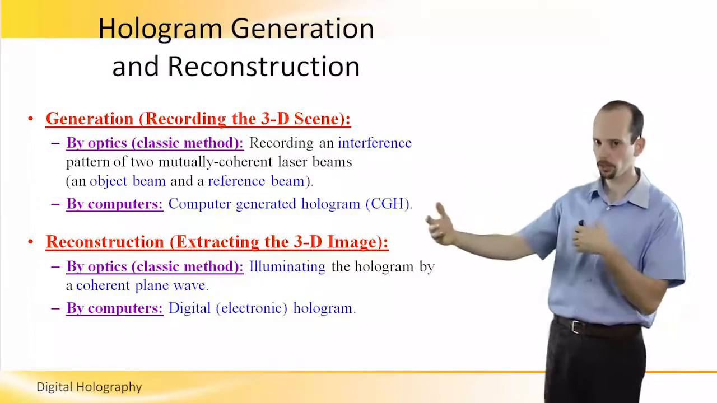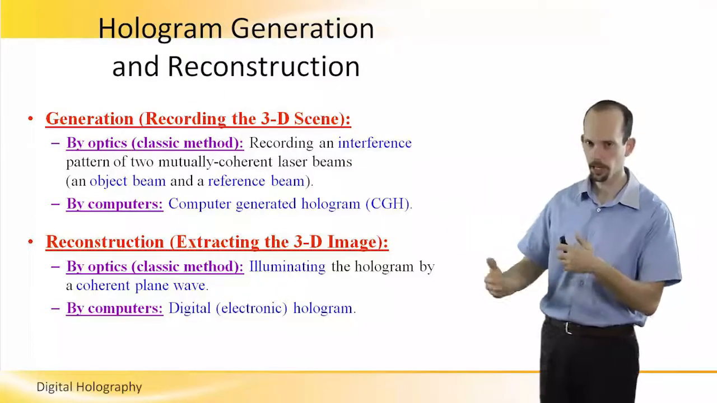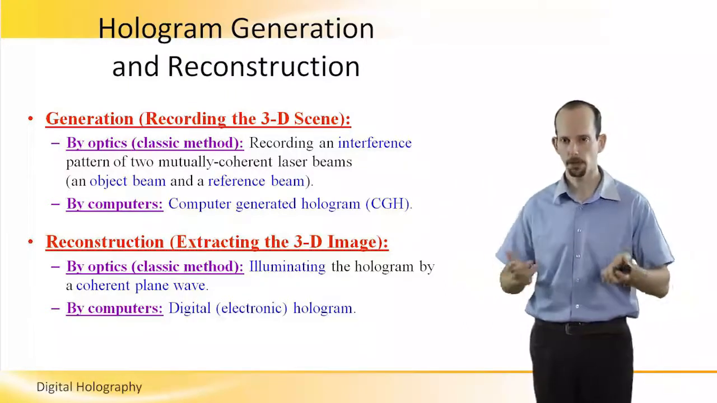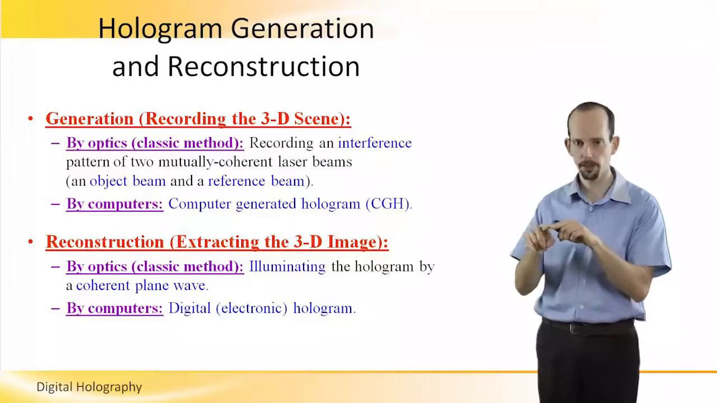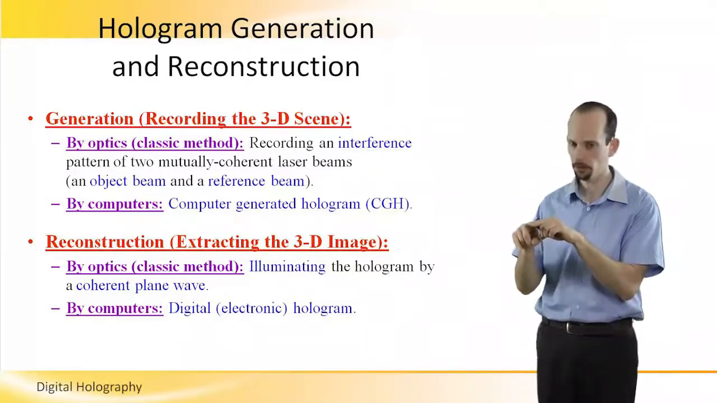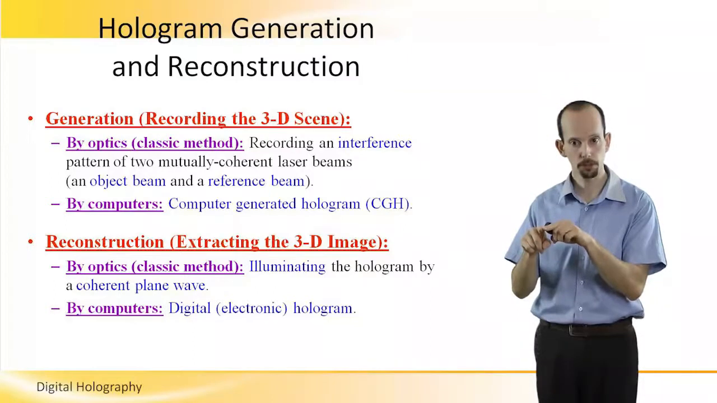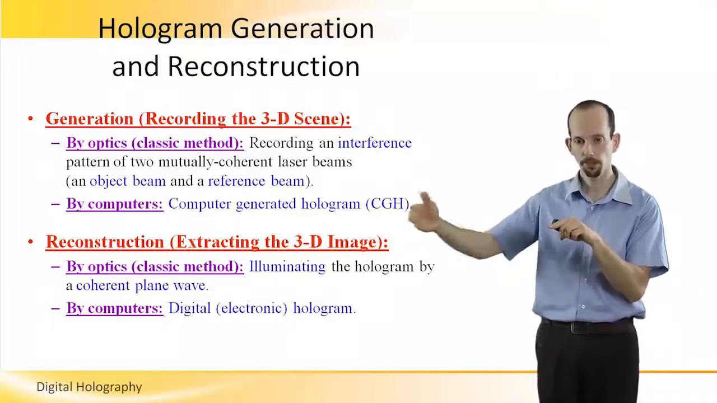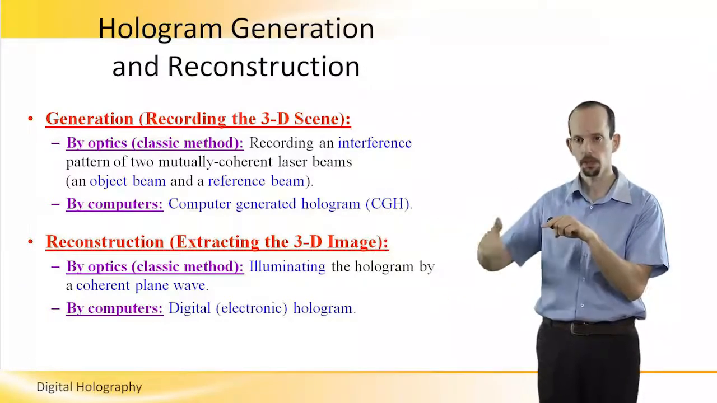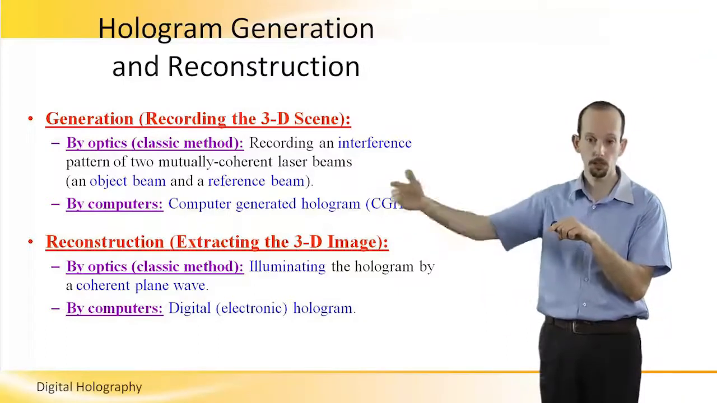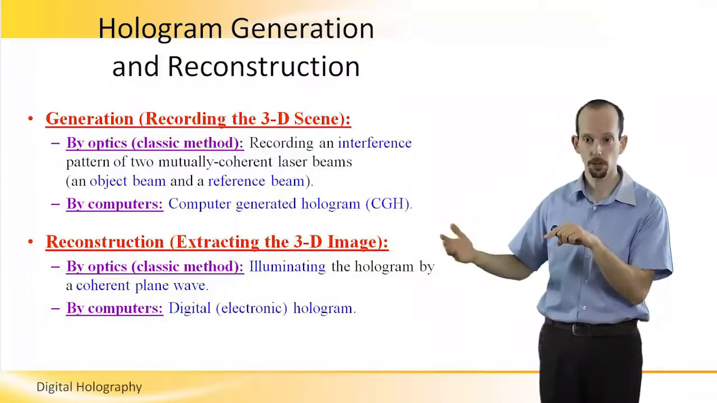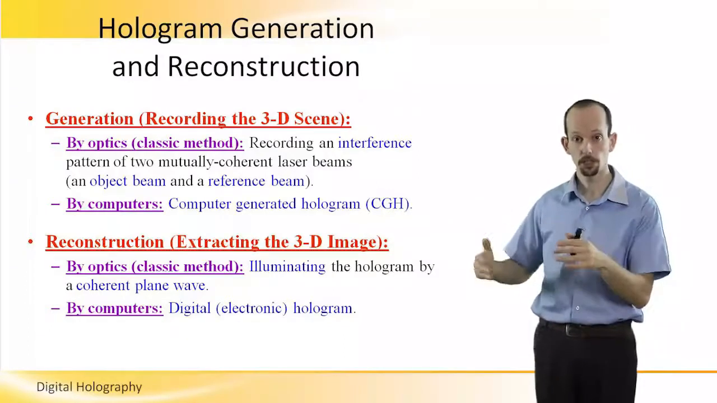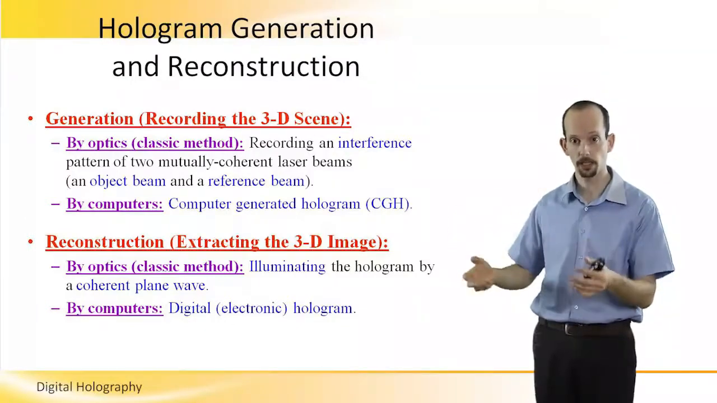So in the generation of the hologram, when I record the 3D scene, it can be done in the classic method by optics. So I'm interfering two mutually coherent laser beams, an object beam and a reference beam, and it can be done by computers. I can simulate this entire process in order to create the interference pattern in the end of the process using a computer simulation in order to create, for example, these holographic optical elements. So this is called computer generated holograms, or CGH. So this is the generation, how I record or create the hologram.